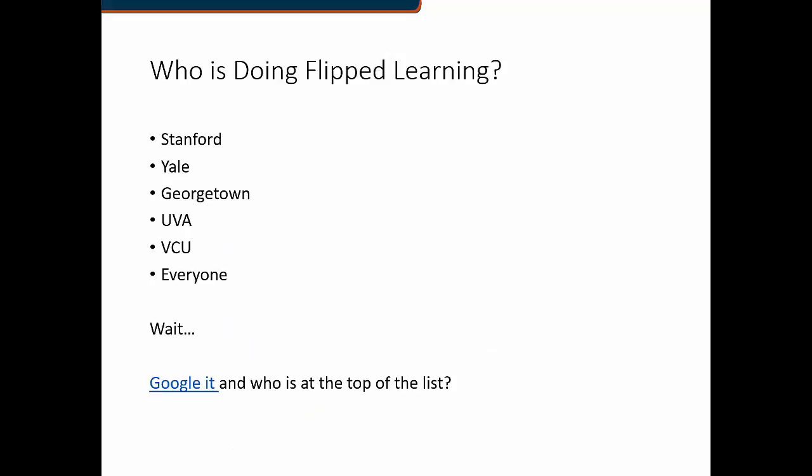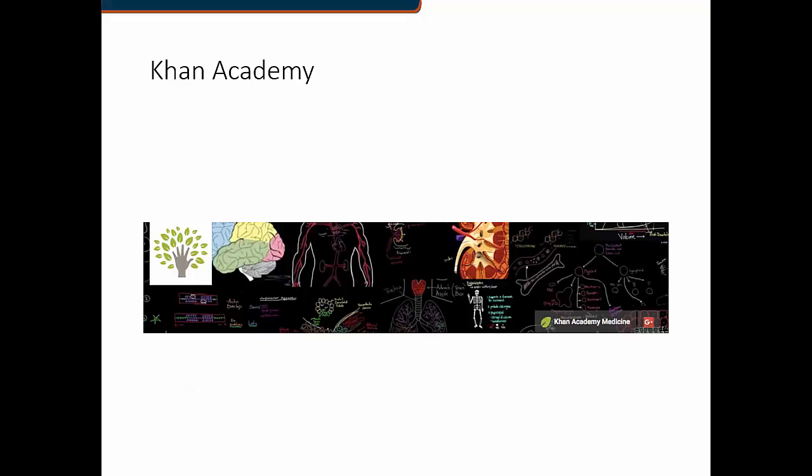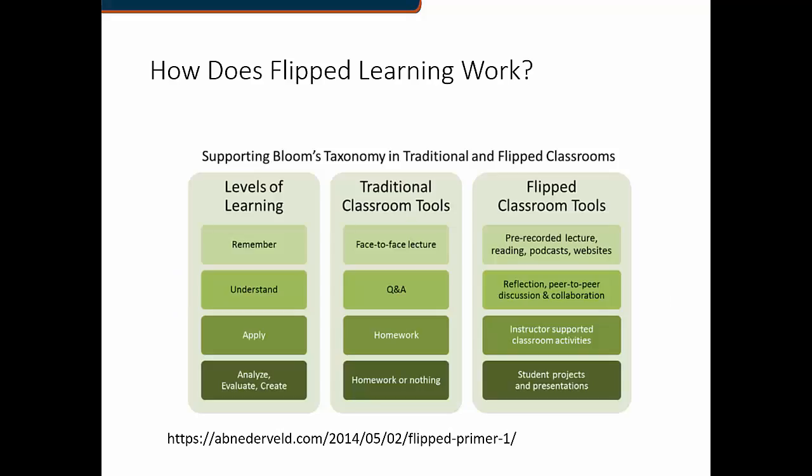So who's doing flipped learning? Well, Stanford and Yale and Georgetown, UVA, and you know what? If you Google it, guess who's at the top of the list? Yep, that's EVMS. So here's a sample of Khan Academy, where if you go to this link, you can actually watch a video where it's narrated drawing. They're explaining a system and going through a process where they're drawing. Sal Khan started this concept and has been working with Charles Prober at Stanford University to bring flipped learning to medical education.